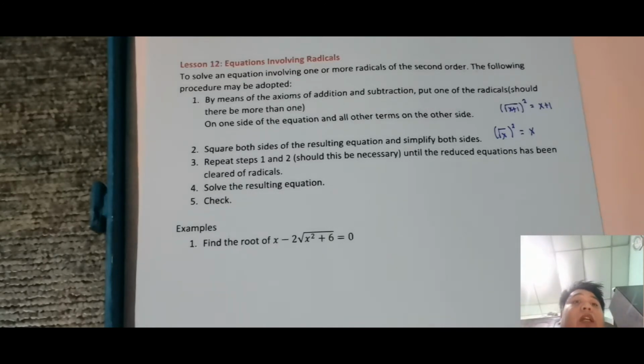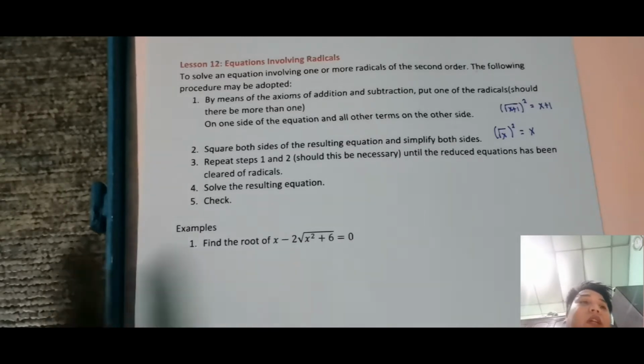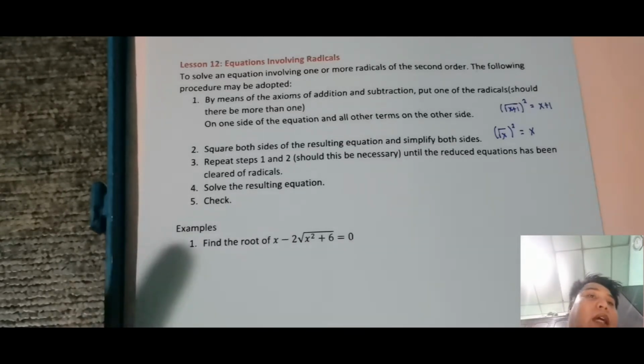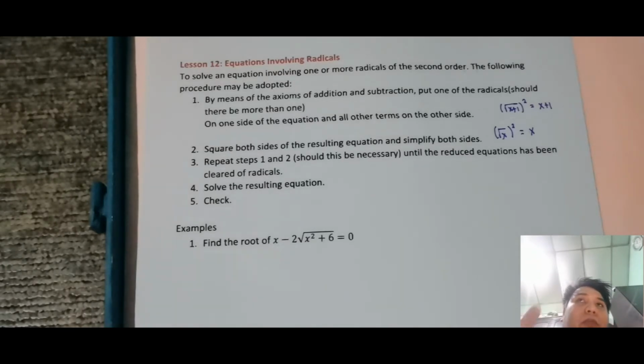Next, number 3. Repeat steps 1 and 2. Should this be necessary? Yes. Kunyari pag-square mo, may radical pang natira. So, posible yun? Yes, posible yun. Pag binomial or pag two terms may radical. Kunwari, square root of x plus square root of y. So, paano mo gagawin yun?